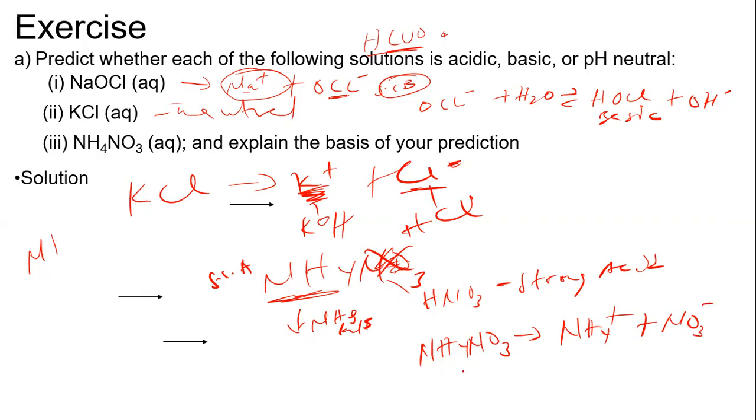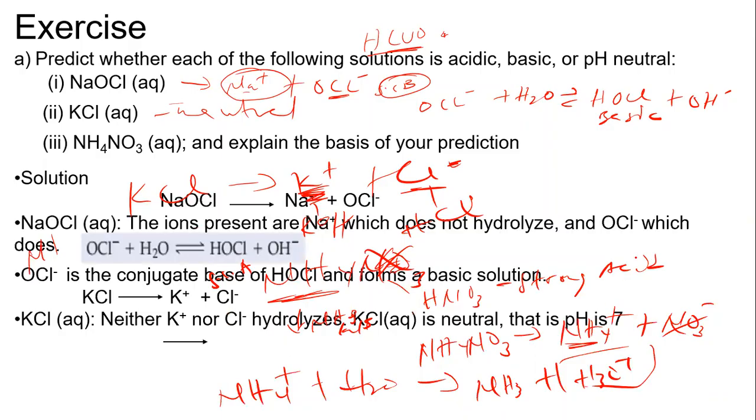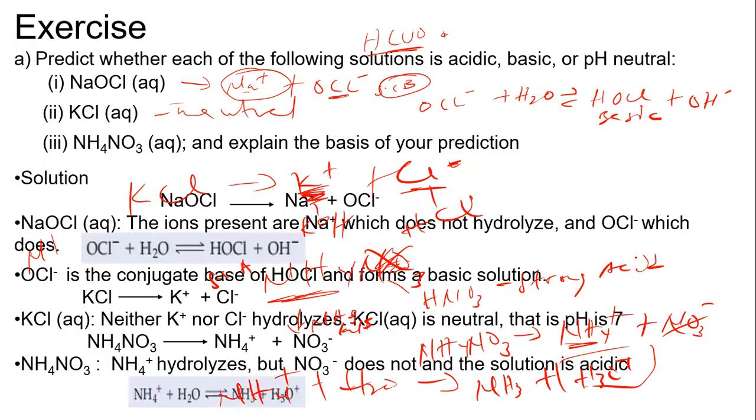The nitrate will not undergo hydrolysis. The ammonium will undergo hydrolysis, so it will interact with water. And just as any other acid will do, it will give the water H plus. So I'll form ammonia plus H3O plus. Now because of the excess H3O plus, I would form an acidic solution. Very simple.